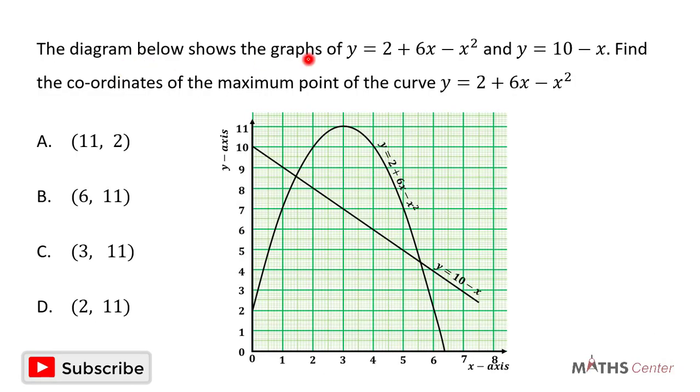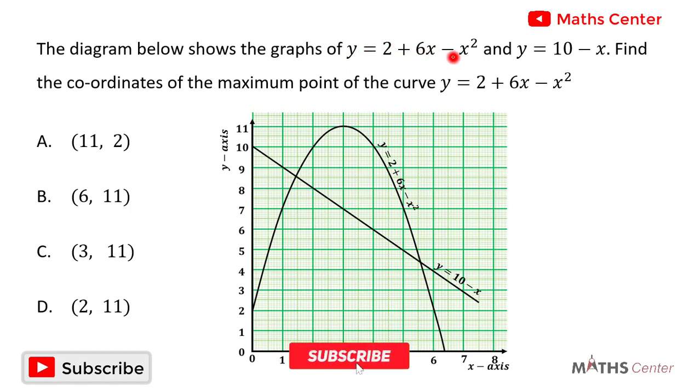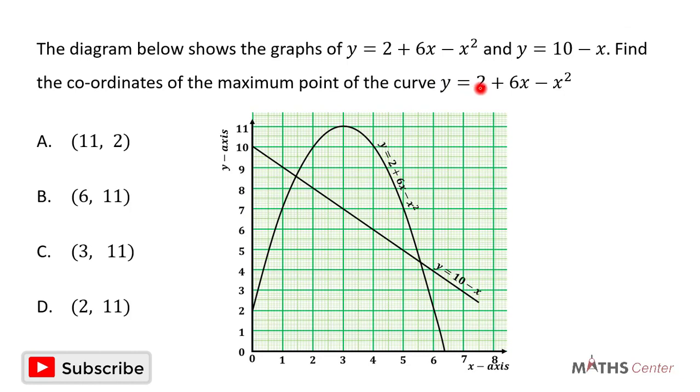The diagram below shows the graphs of y equals 2 plus 6x minus x squared and y equals 10 minus x. Find the coordinates of the maximum point of the curve y equals 2 plus 6x minus x squared. The question wants us to find the coordinates of the maximum point of the curve.